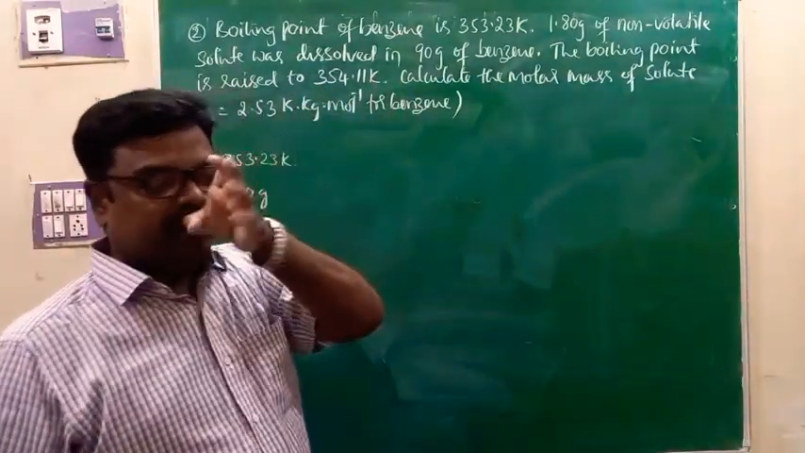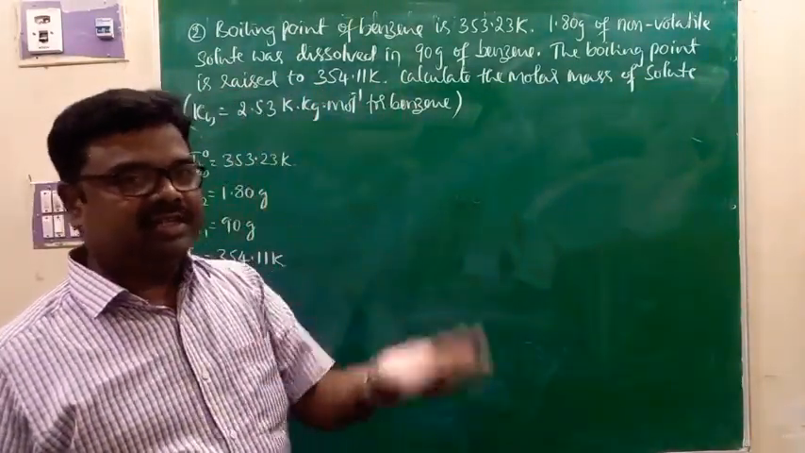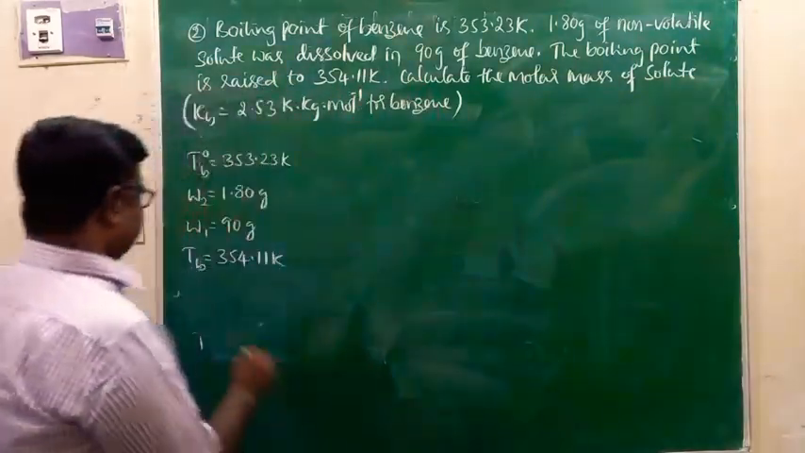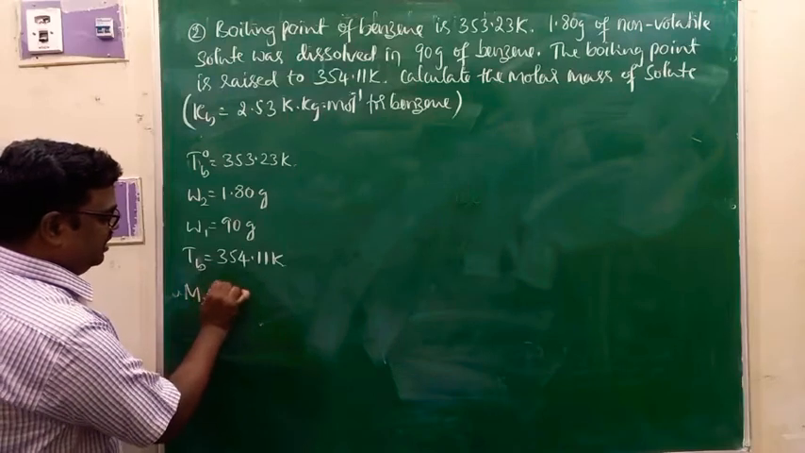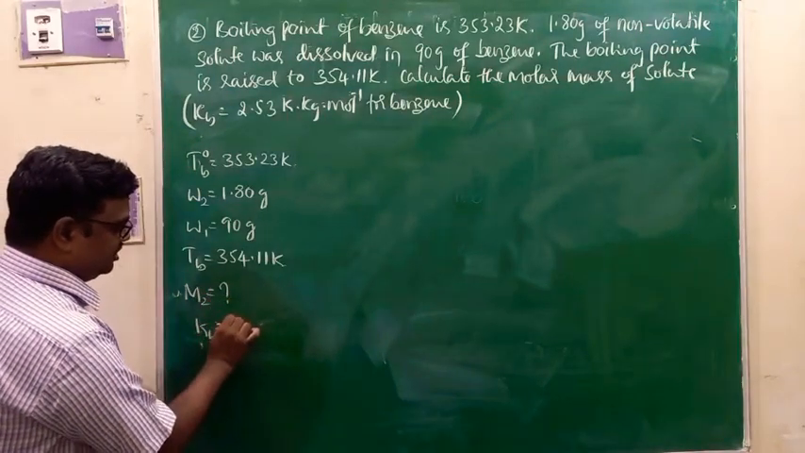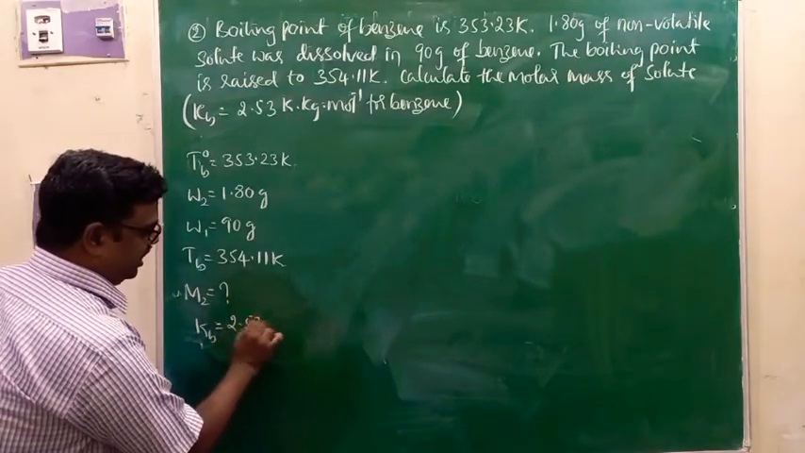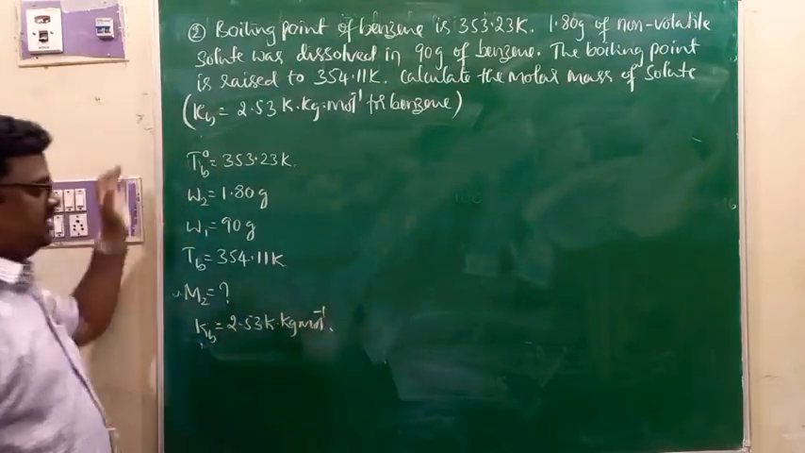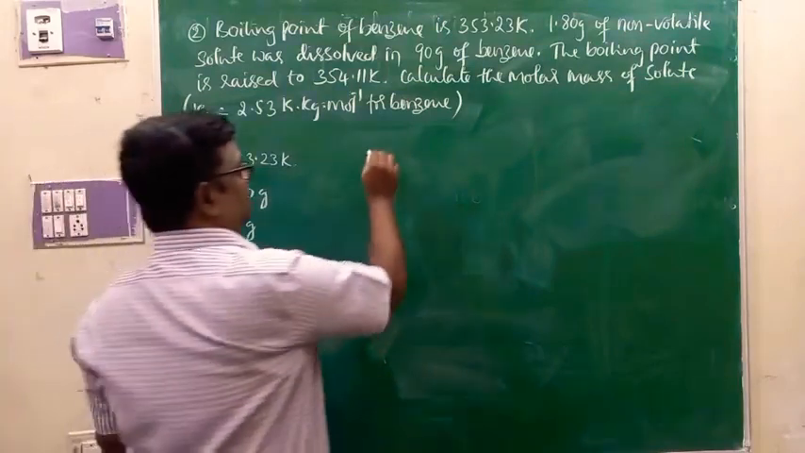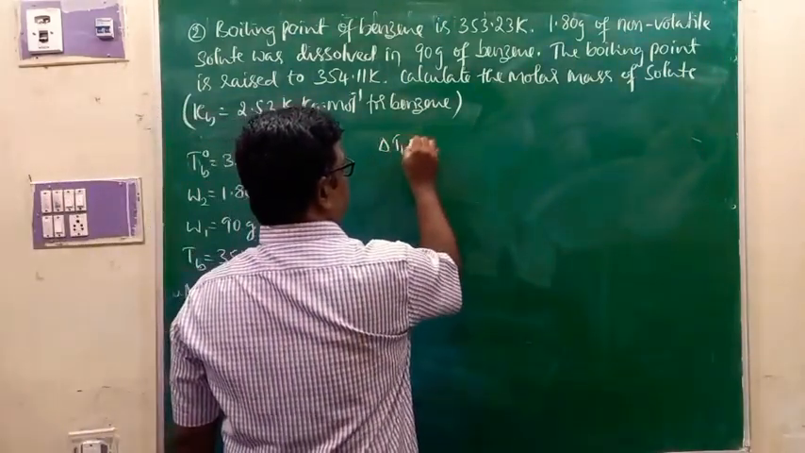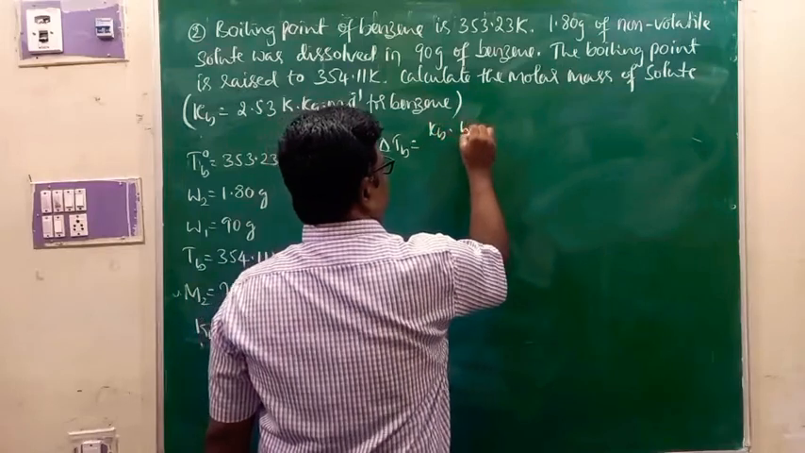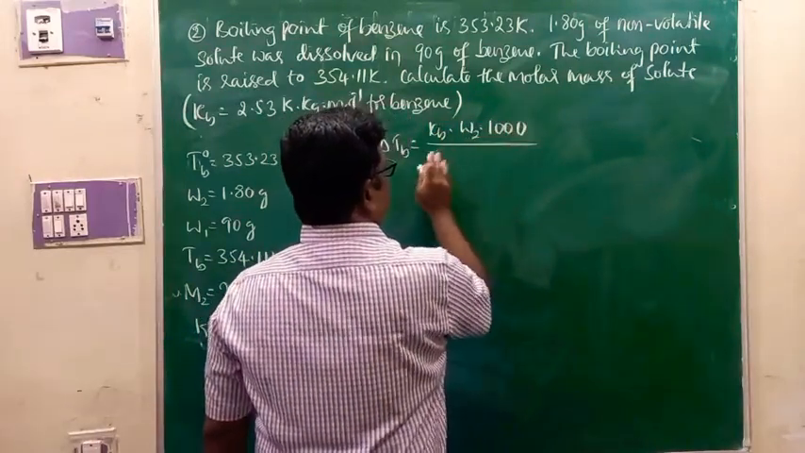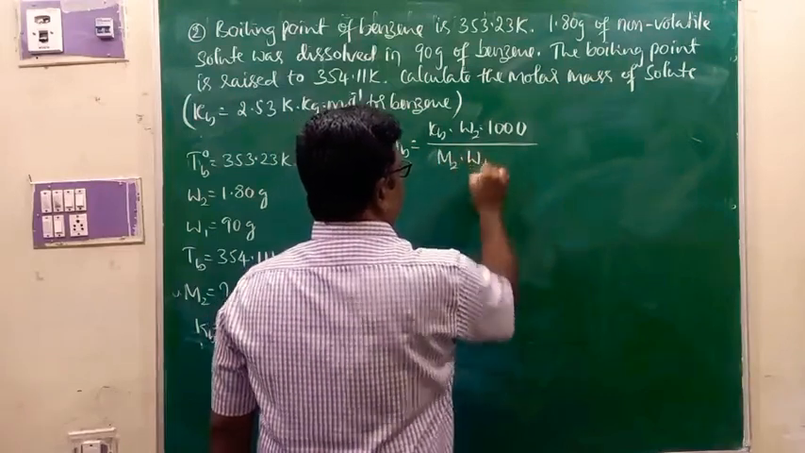When solute is added to the solvent, the boiling point rises, is it not? It is raised to 354.11 kelvins. Calculate the molar mass of the solute, M2, given Kb equals 2.53 kelvins kg per mole. This is the given information. Delta TB equals Kb into W2 into 1000, and the whole divided by the molecular mass of solute into W1.